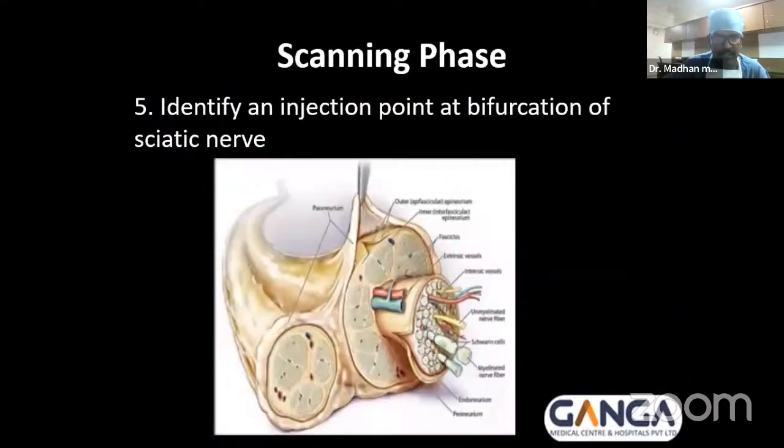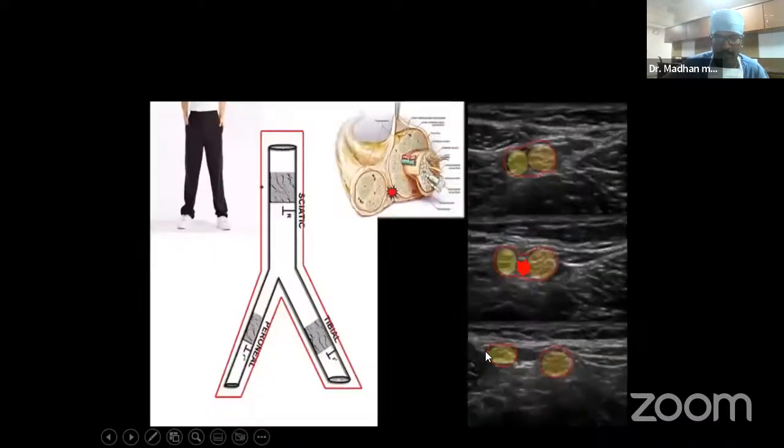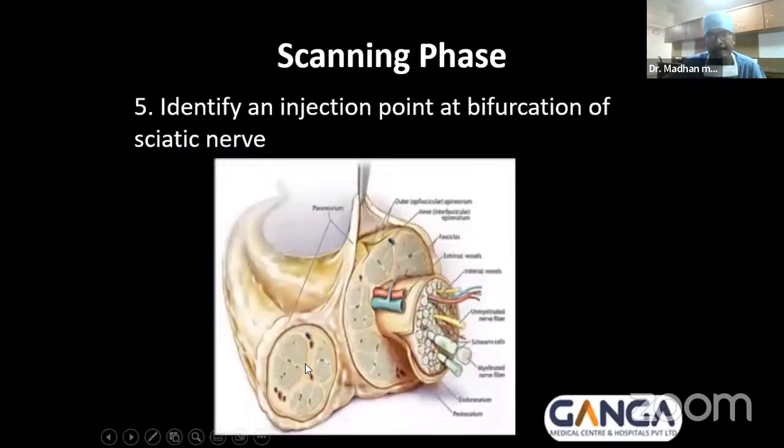Next step is to identify an injection point at bifurcation of the sciatic nerve. So this is our area of interest. This point is the injection point at the bifurcation of the sciatic nerve into common peroneal and the tibial nerve. You can see the paraneural sheath.